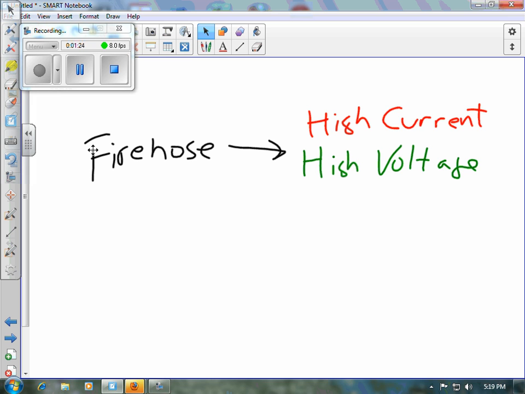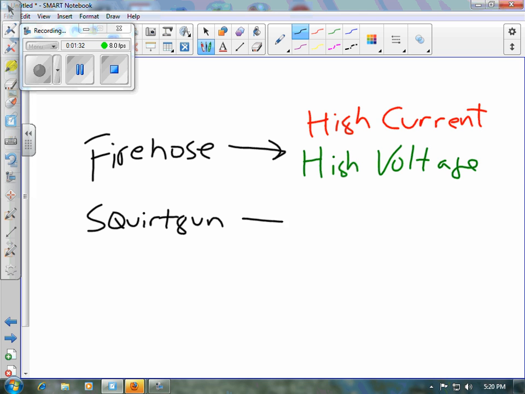And what about, let's say, a squirt gun? Squirt gun. What do we got there? High what? Pressure, which is voltage. Right. But is it as much voltage as a fire hose? No. Oh, I'm sorry. High current. No, wait. No. High voltage. It's got medium voltage. So we could say medium volts. And what about current? Low current.